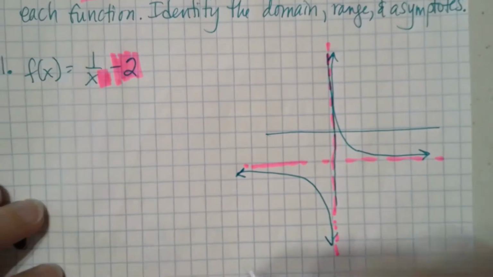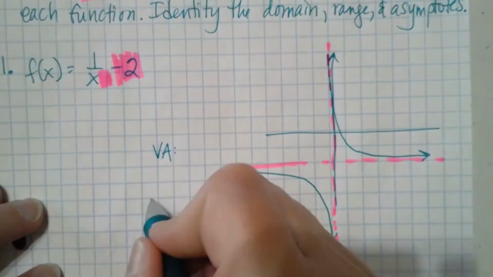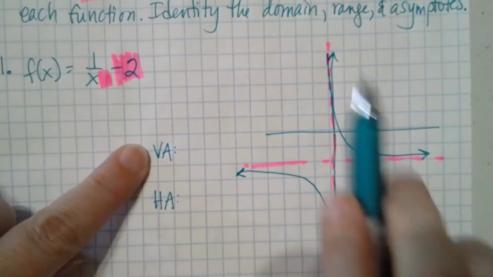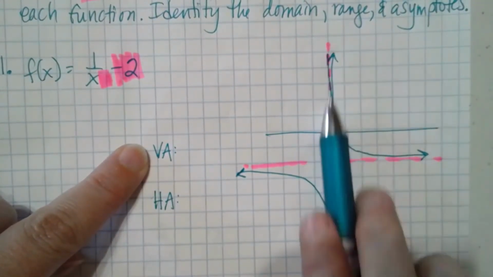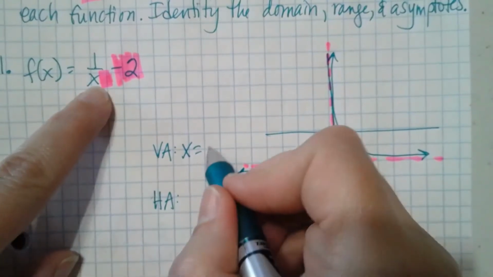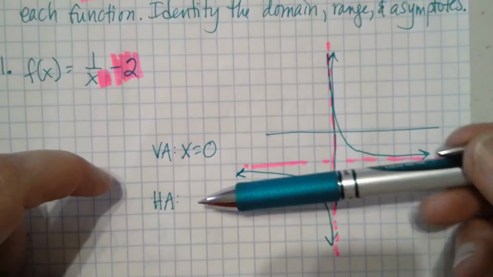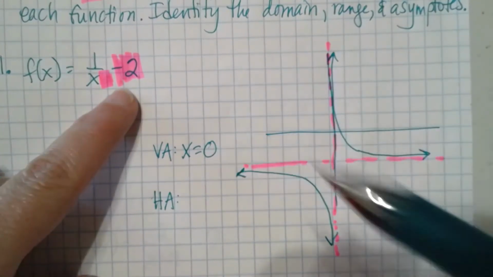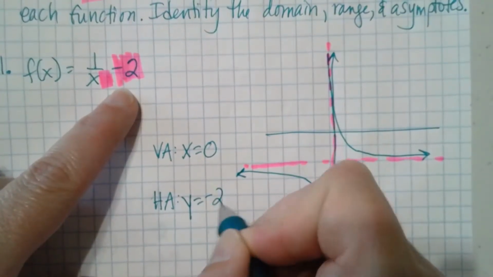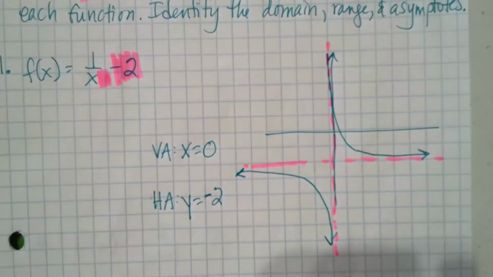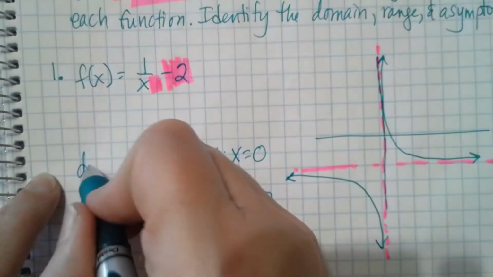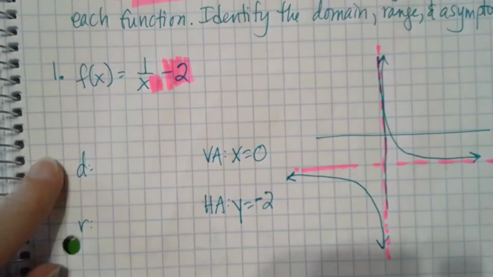So let's do the asymptotes first. Vertical asymptote, horizontal asymptote. Vertically, what number is this? This is x equals 0. Nothing next to the x. X equals 0. Our horizontal asymptote going this way is at -2. Y equals -2. So that's going to tell me my domain and range.